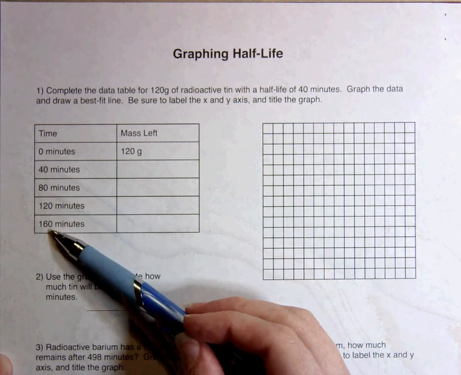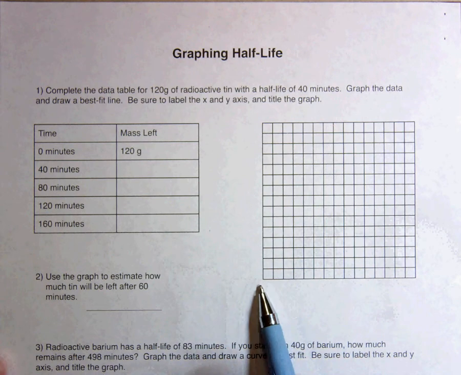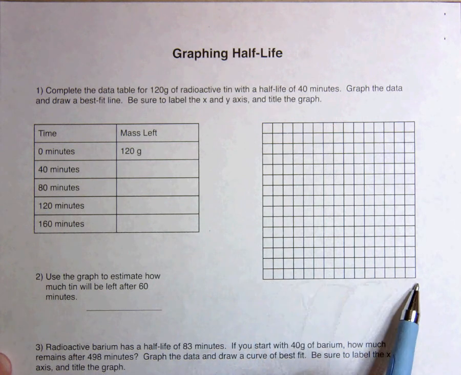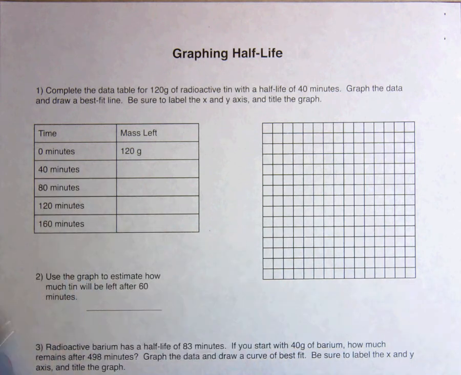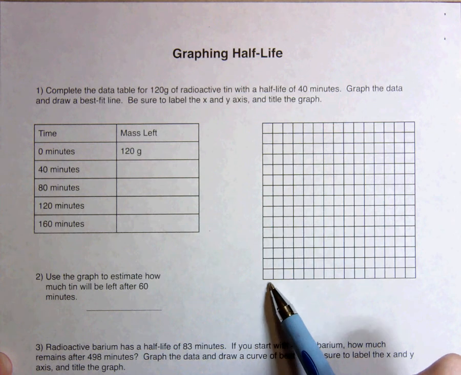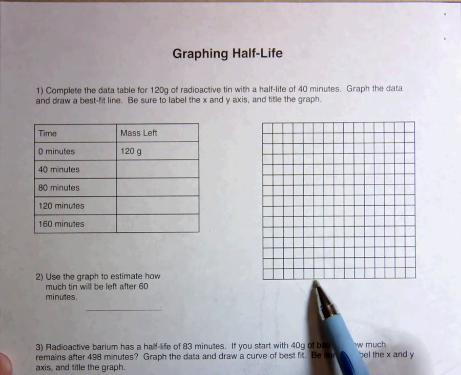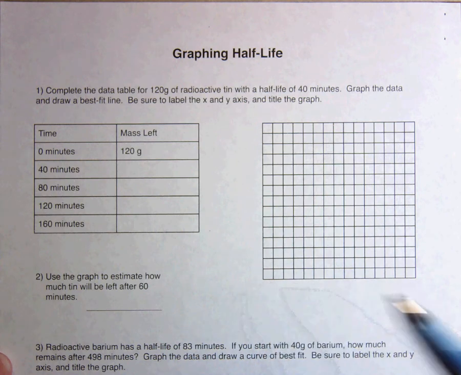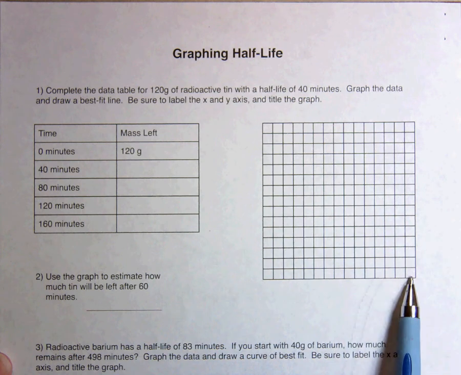So since we're doing time from 0 to 160, you can start here at 0 and then do 10, 20, 30, 40, 50, 60, and so on, all the way out to get you up to your 160. Do not put 0 and then 40, 80, 120, and 160, because you're going to make this tiny little graph and you won't be able to see what's going on in your data. So make sure that it's spread out enough.